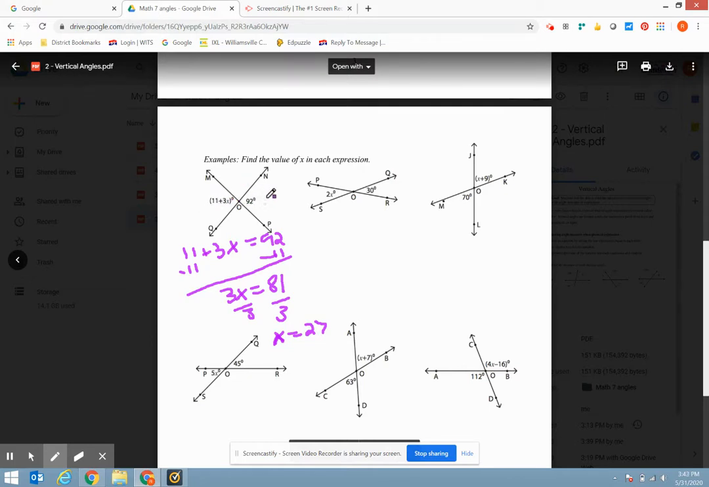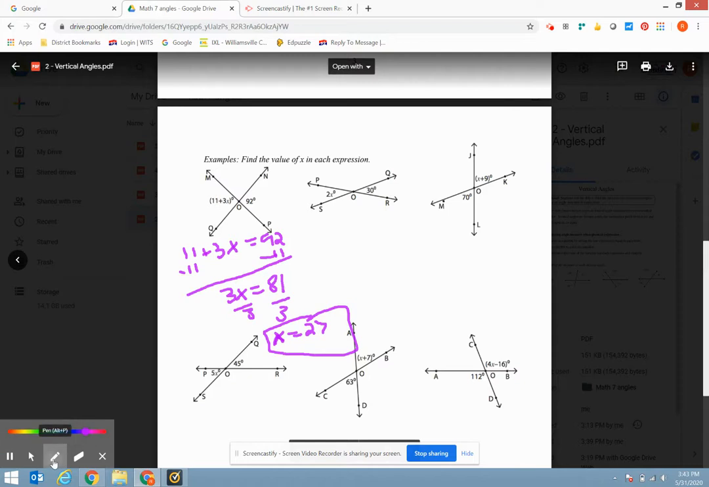Those should be equal to each other. So I'm just going to check that out. 27 times 3 is 81, plus the 11 does actually equal 92. So it does check. So the value of x in this equation would be 27.